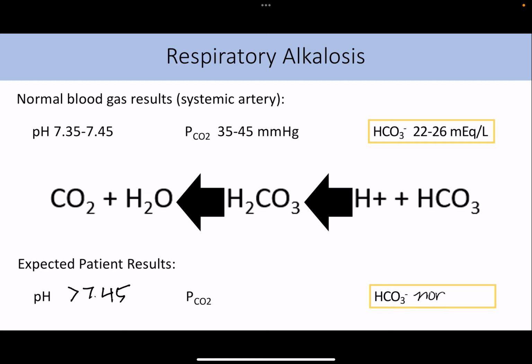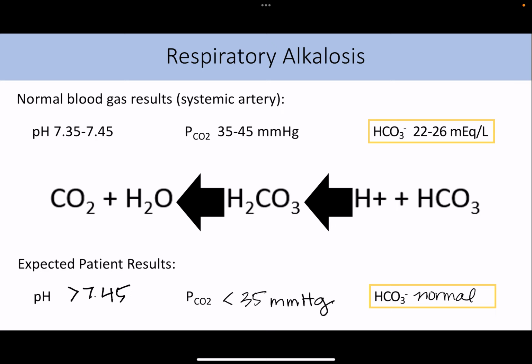If this is a respiratory issue, it should be your CO2 levels that are off, not your bicarbonate levels. So what should your PCO2 be then? Less than 35. Because we said that too high of CO2 is linked to high hydrogen levels and low pH, so this would be the opposite. If you're in alkalosis, it's because you have not enough CO2. But honestly, you don't even need to know that, really, because you're going to be given the normal values.